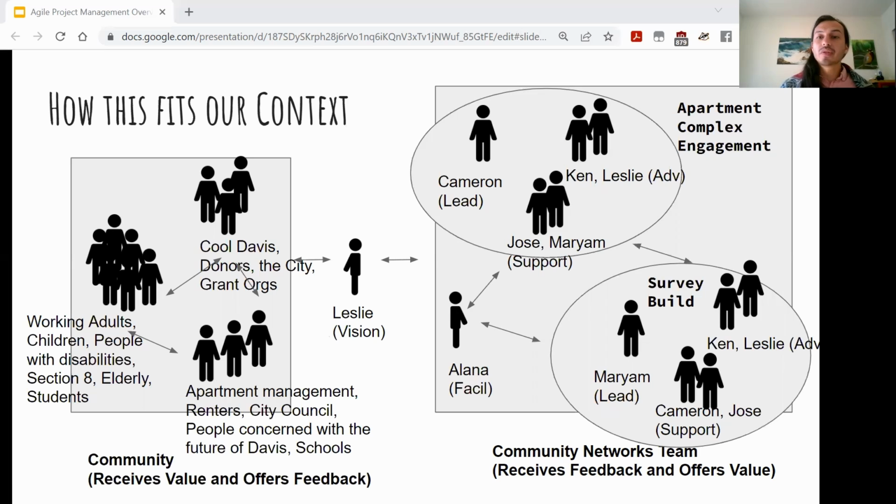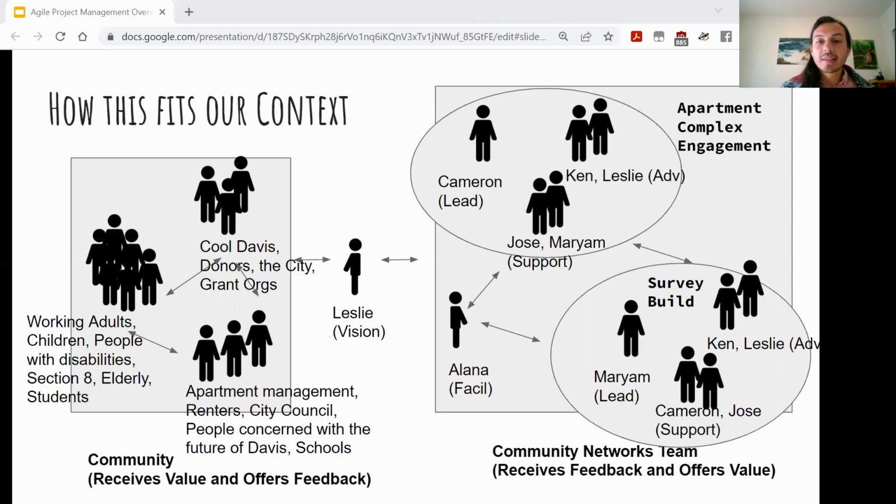Leslie has been doing a wonderful job serving as a vision holder by holding in-person meetings at the co-op, trying to connect with as many members of the community as she can. As part of Cool Davis, she also has the ability to connect with various community stakeholders and funders. Given the current projects at play, the folks that stand to benefit most from our work are working adults, children, people with disabilities, Section 8, elderly, and students, since they fall under the renter category.